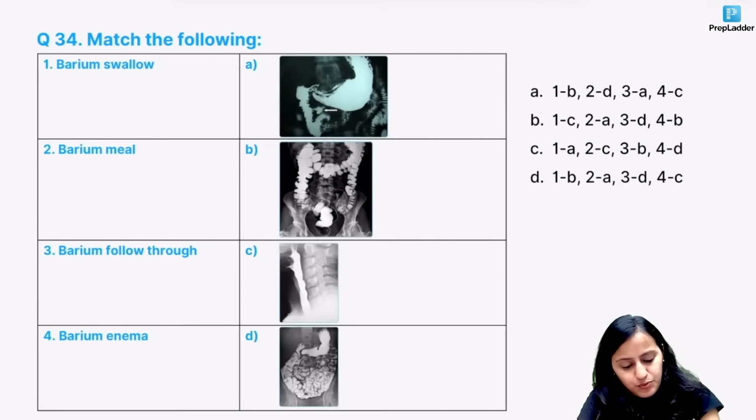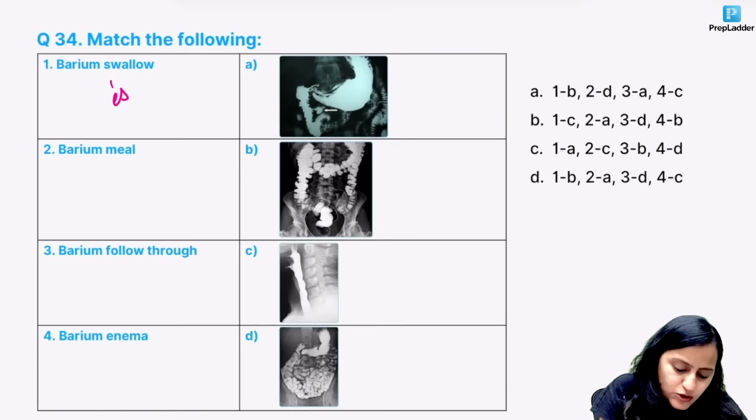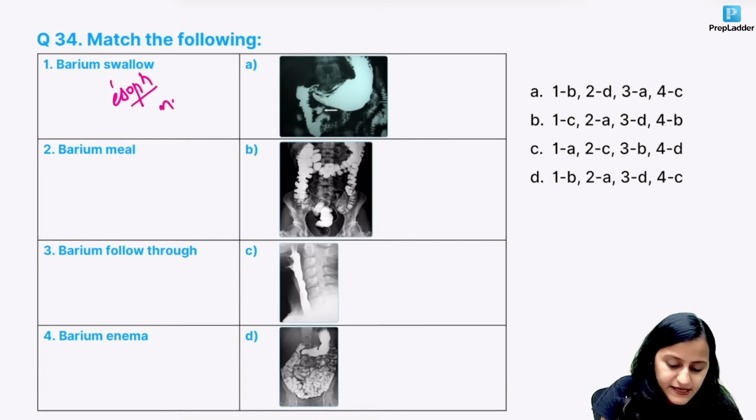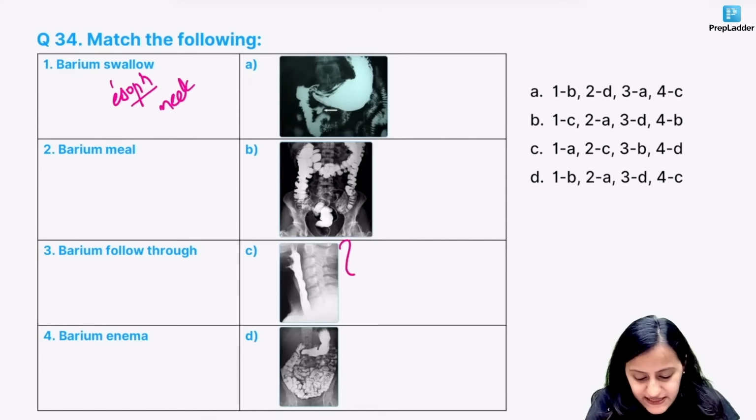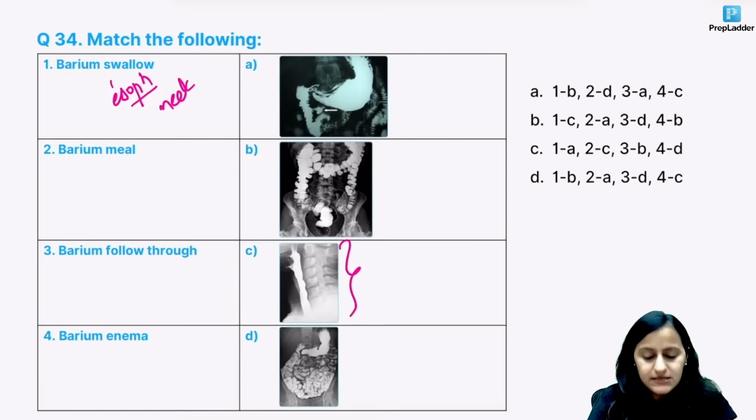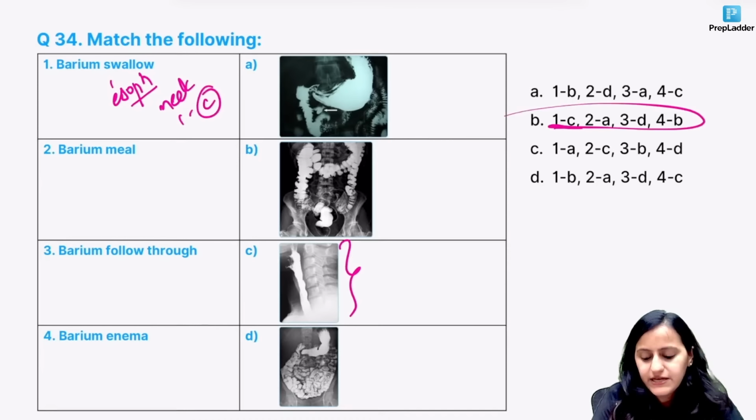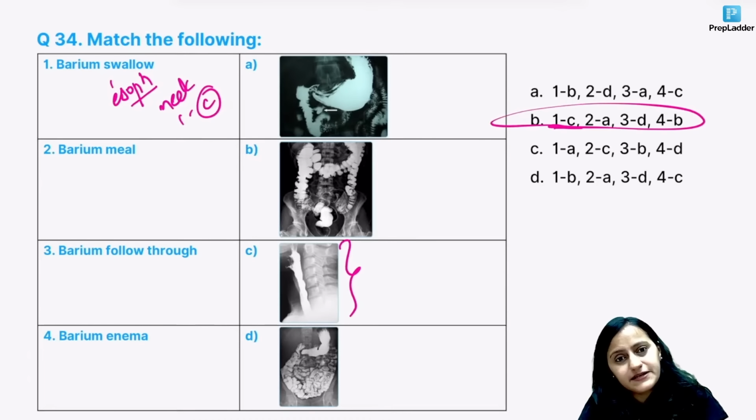Next one, which of these is barium swallow, meal, follow through, or enema? Barium swallow means you will see the esophagus, right? Hypopharynx, esophagus. So the neck part will come, the thorax part will come. In which of these are you seeing the neck part? Image C. So barium swallow, one is C. One is C only in option B, so that is the answer there.